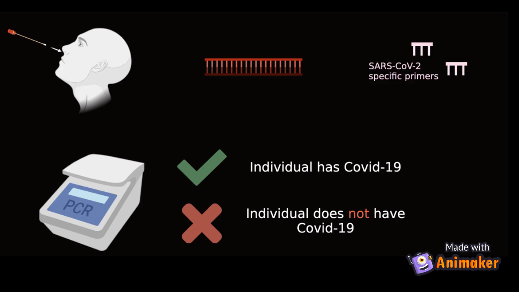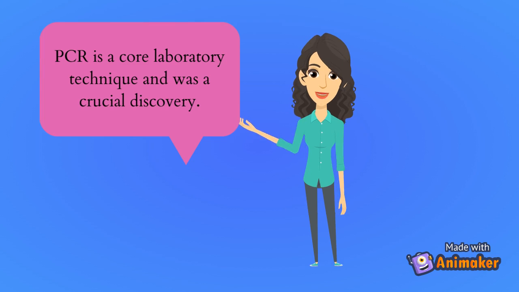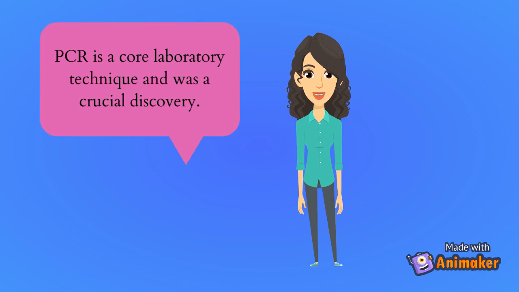One of the most common COVID-19 testing methods involves PCR. COVID-19 PCR tests use primers specific to the virus, which means that PCR will only be able to amplify DNA from the sample if the individual has COVID-19. Overall, PCR is a core laboratory technique and was a crucial discovery.